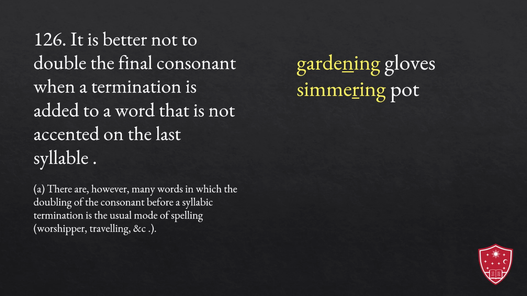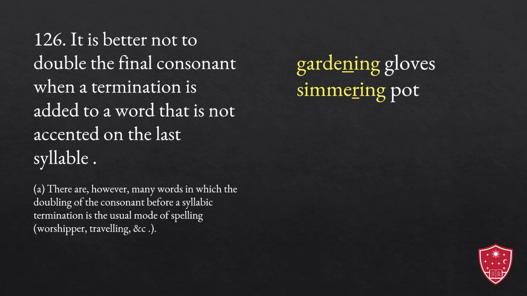And that's a lot to think about, but let's look at the example because it makes the rule clear for us. In the first example, we see gardening gloves. Gardening gloves. The verb is to garden. To work in the garden, we say, is to garden. The accent is on the first syllable, garden. So if we want to form the present participle, we simply add ing to the verb garden.